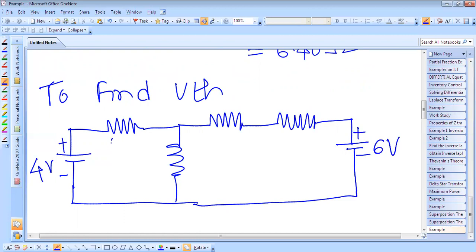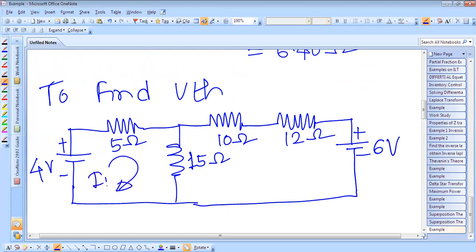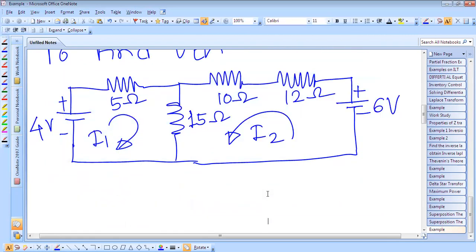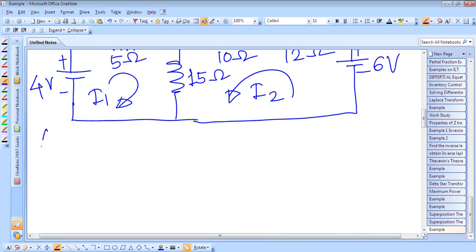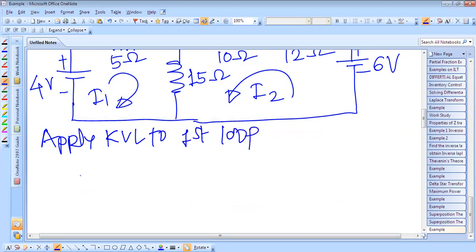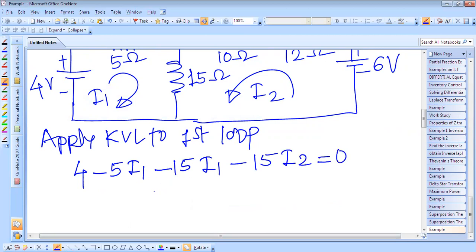So this is the 5 ohm, and this is the 15 ohm, 10 ohm, and this is the 12 ohm. Now current is flowing like this, I1, and current is flowing like this, I2. So apply KVL to these two loops. Apply KVL to the first loop: 4 minus 5 I1 minus 15 I1 minus 15 I2 is equal to 0. So minus 20 I1 minus 15 I2 is equal to minus 4.